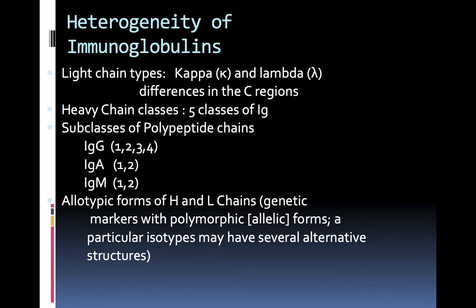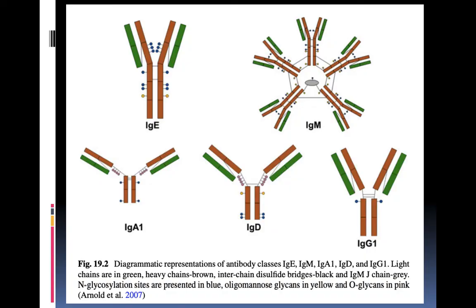Then we also have allotypic configurations of the heavy and the light chains, which have something to do with alternative structures based on genetics. So in summary, we have these five isotypes of antibodies. We discussed them so much, and I hope we are now able to appreciate how biologically different they are from one another, and the features and functions that they share with one another.